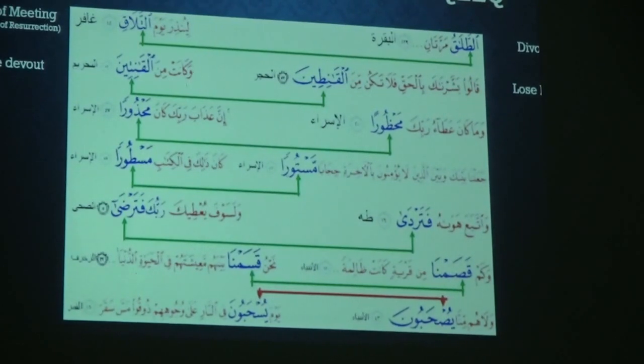And the third line we have وَمَا كَانَ عَطَاءُ رَبِّكَ مَحْظُورًا, and this is in Surah Al-Isra, restrained. And on the same line, إِنَّ عَذَابَ رَبِّكَ كَانَ مَحْذُورًا, feared. And then the fourth line, notice that it is also in Surah Al-Isra, mastura, invisible, and mastur, inscribed or written. And then the fifth line, وَاتَّبَعَ هَوَاهُ فَتَرْدَى. فَتَرْدَى is perished. And وَلَسَوْفَ يُعْطِيكَ رَبُّكَ فَتَرْضَى with the dha, which means pleased or well pleased.